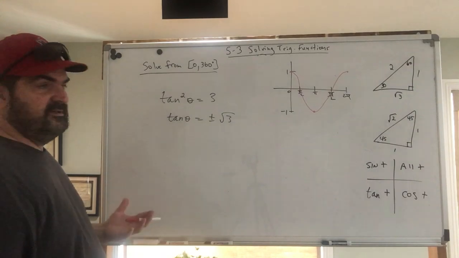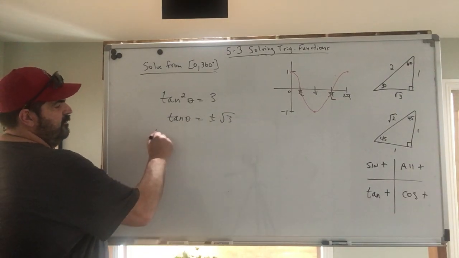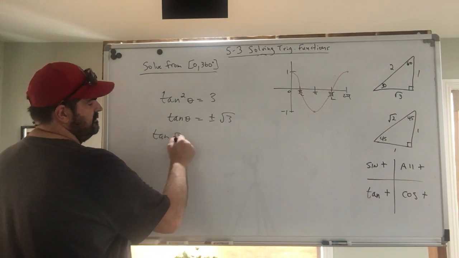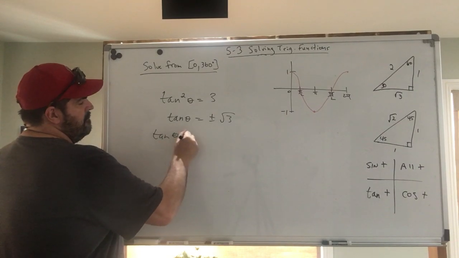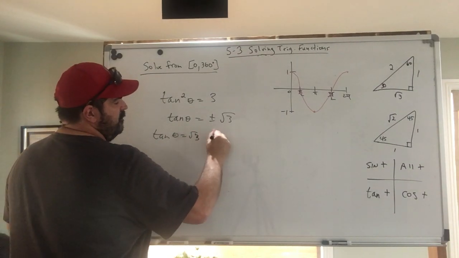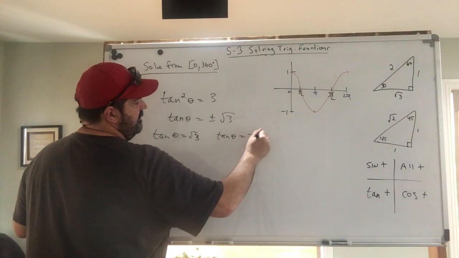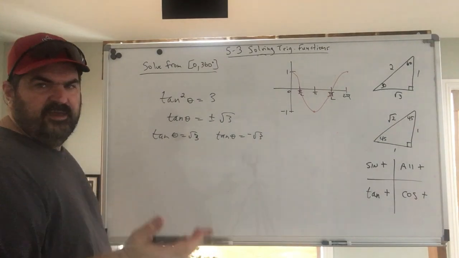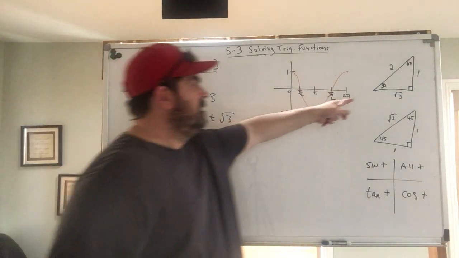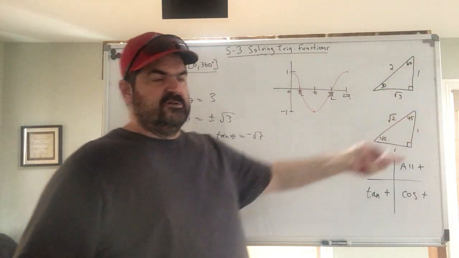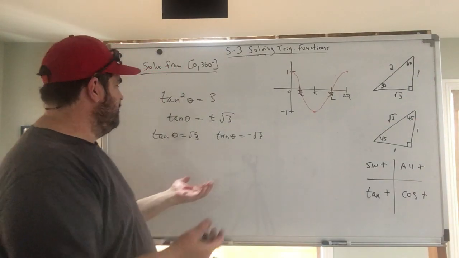So this one is actually solving 2 problems. One is tangent radical 3, and one is tangent negative radical 3. So in both cases, I'm looking for when tangent is radical 3. Well, tangent of 60 is radical 3. So I know it's all 60-degree angles.